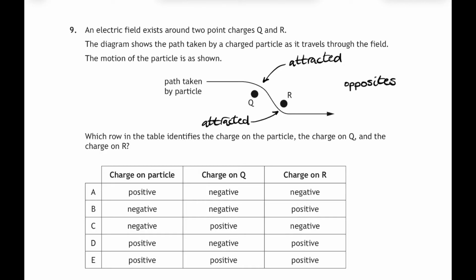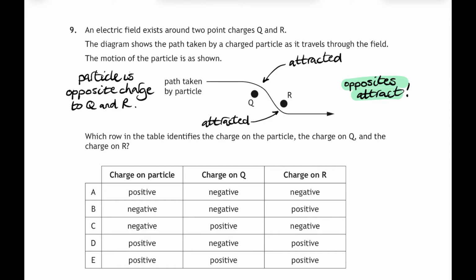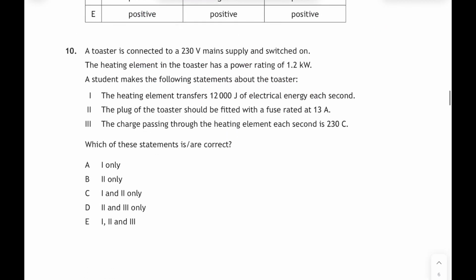So, as you know, opposite charges attract each other, so therefore the particle must be the opposite charge to both Q and R. So if the particle was positively charged, then Q and R must be negative. And that's answer A. The only other possible answer is that the particle could be negative and Q and R could be positive, but that isn't one of the options. So it must be 9A. Alright, moving on, question 10.